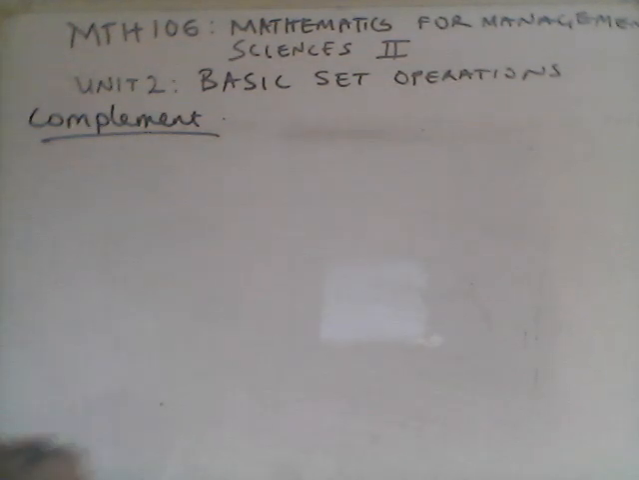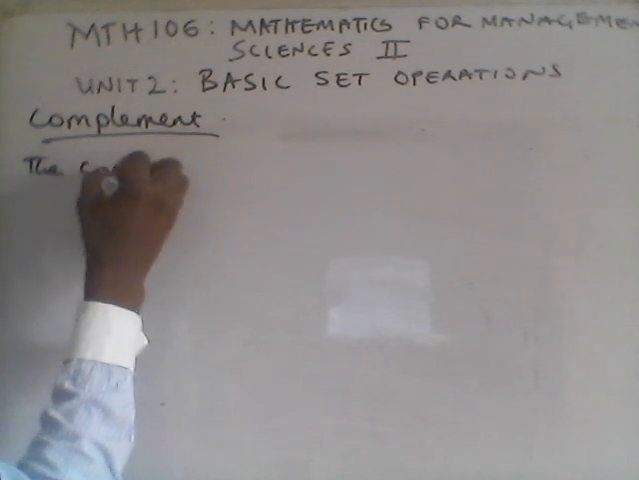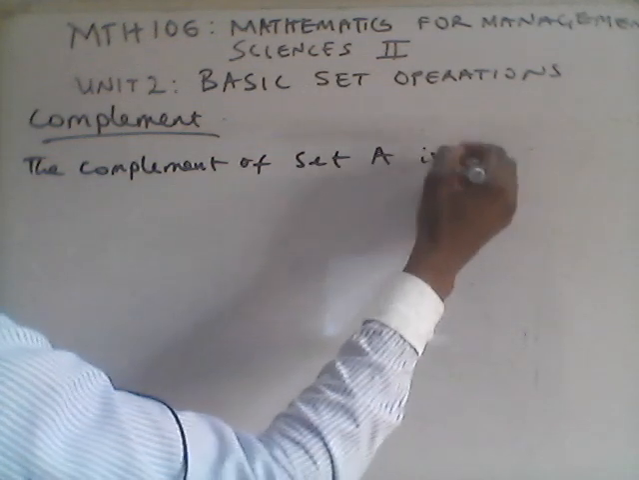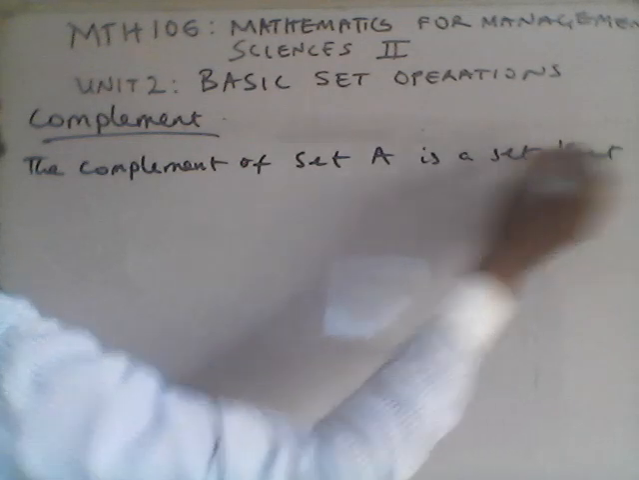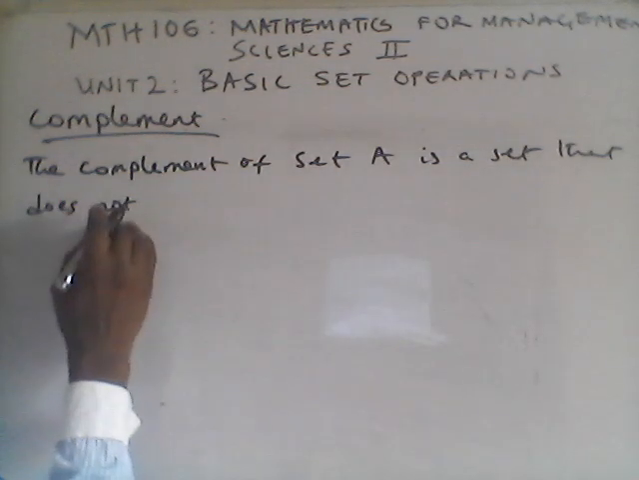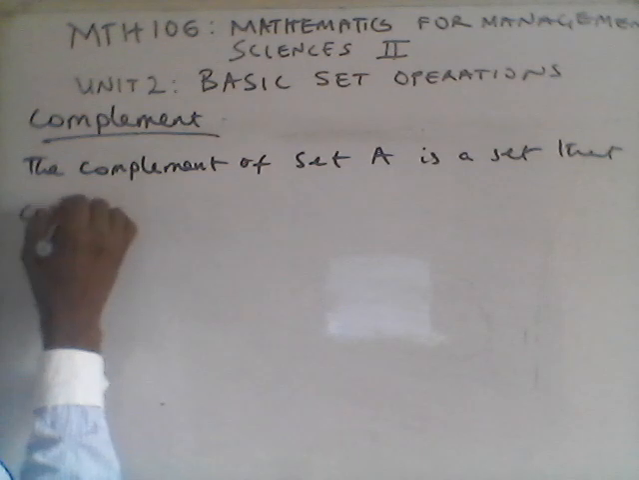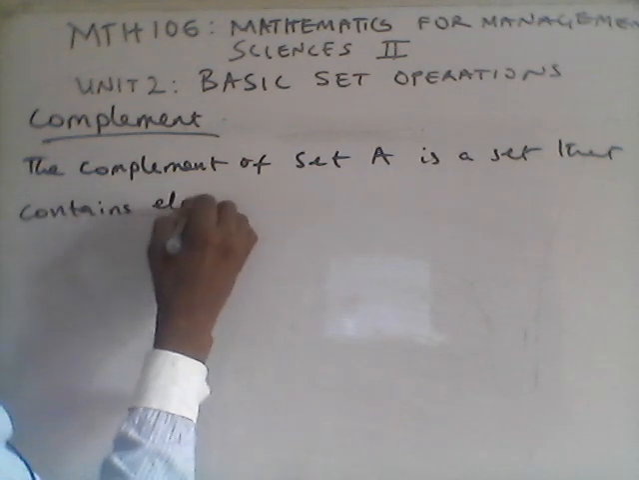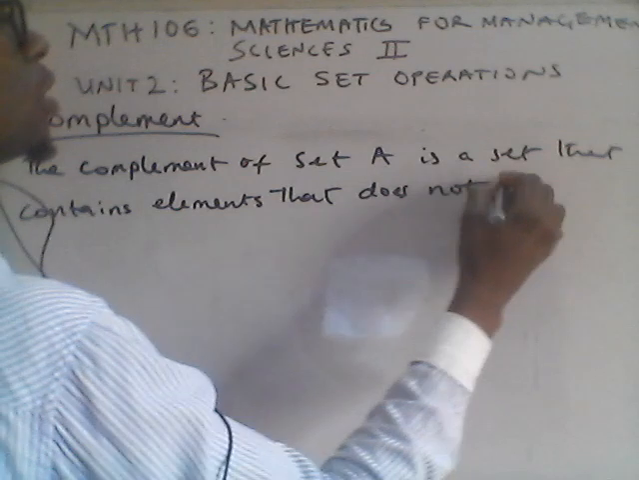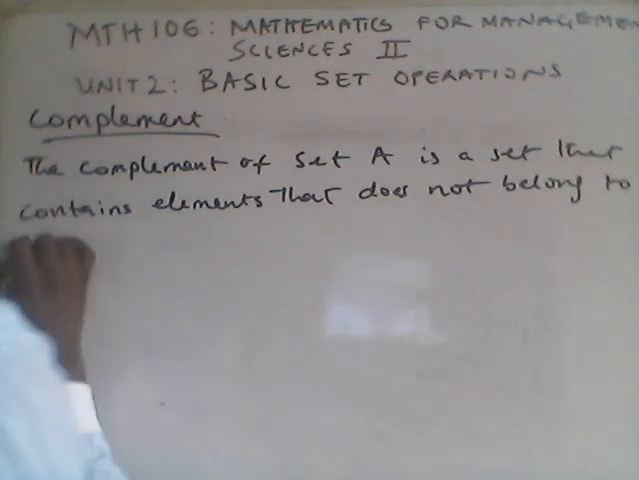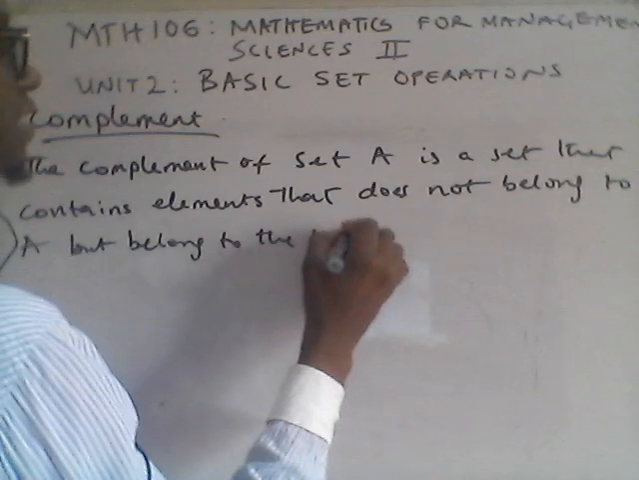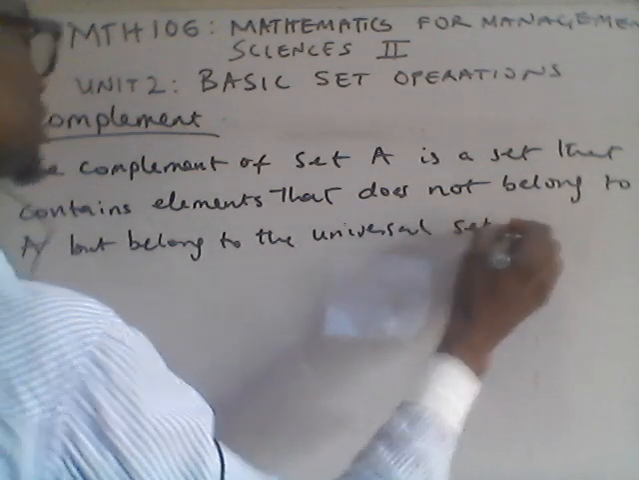Okay, so the complement of set A is a set that contains elements that do not belong to A but belong to the universal set. Okay, so this is how it is.